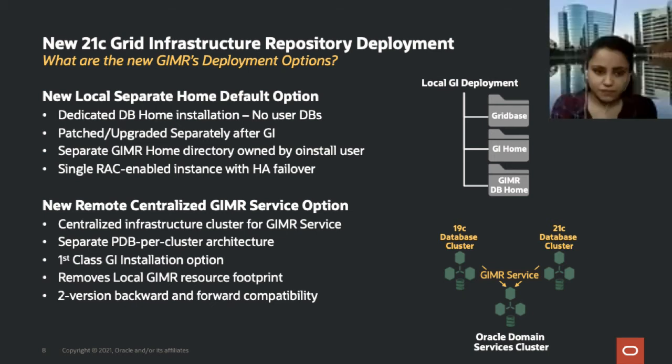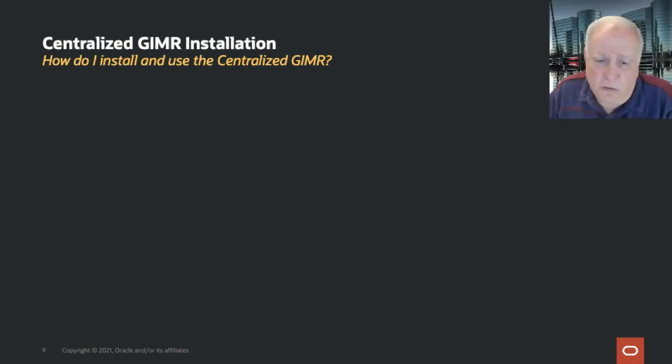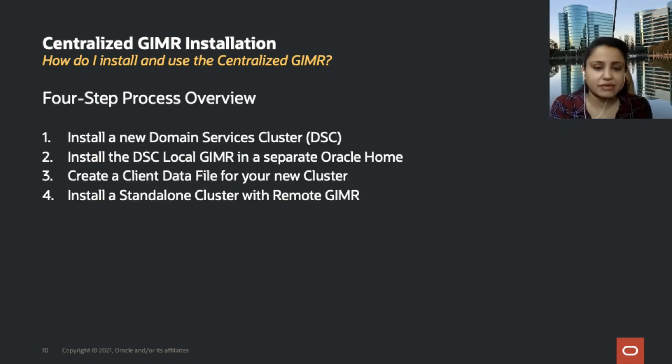But sure, how do I actually install this new centralized GMR? Is there a new process? Yeah, this is a little bit new. And in this case, some steps need to be followed. You have to install a new domain service cluster. Then you need to install a DSA local GMR in a separate Oracle database home. So unlike before, when it was part of the GI, it now has a dedicated Oracle home.